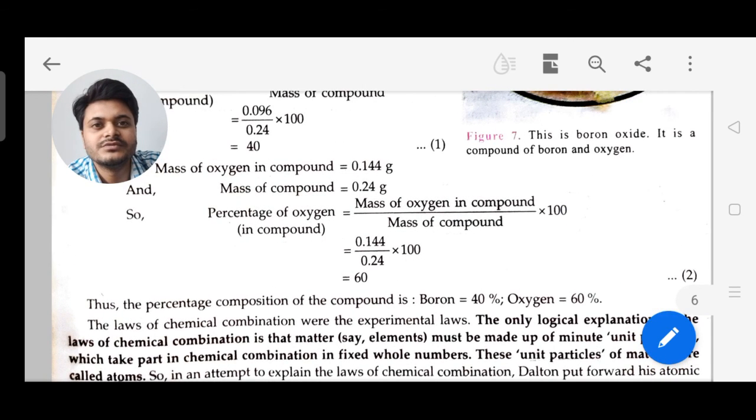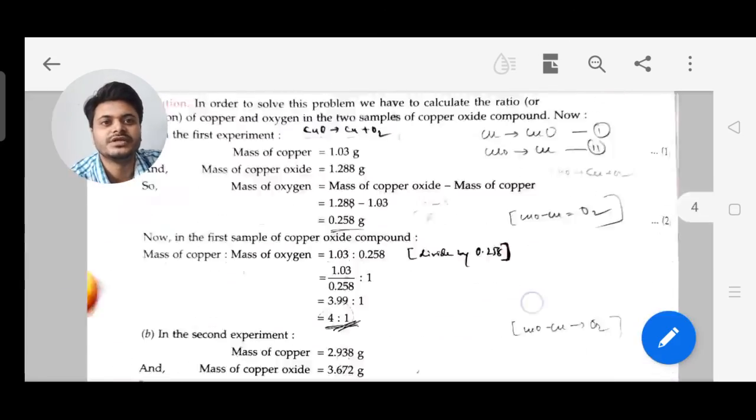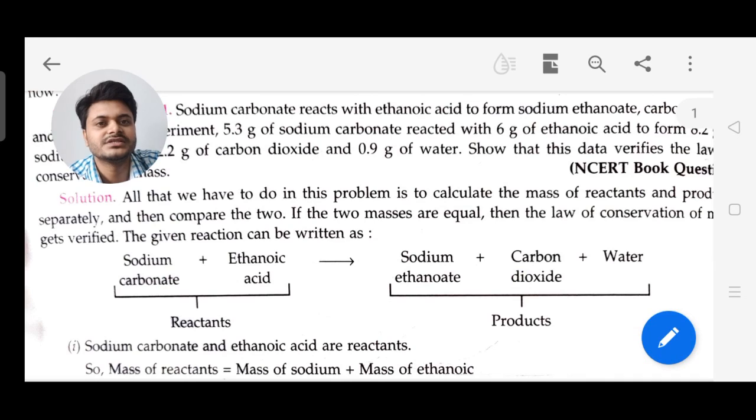So students, this was all about the numerical problems of the law of chemical combination. Here I've discussed the law of constant proportion numericals and law of conservation of mass numericals. So all of you have to copy it down in your chemistry copy. I'll check.